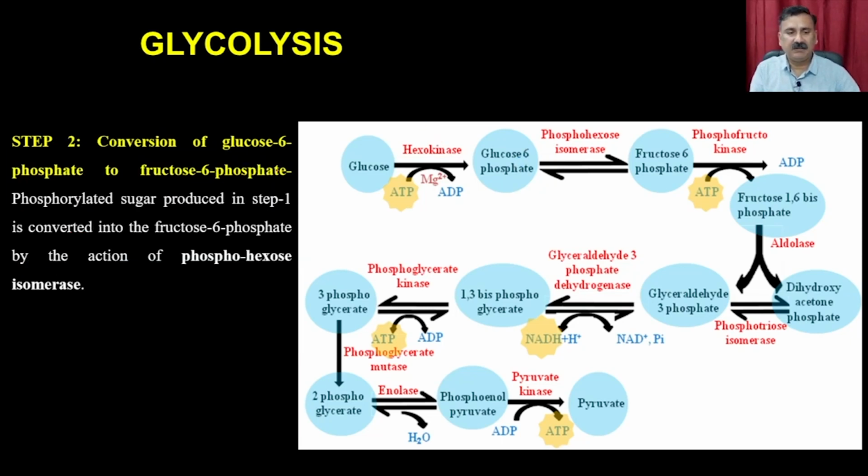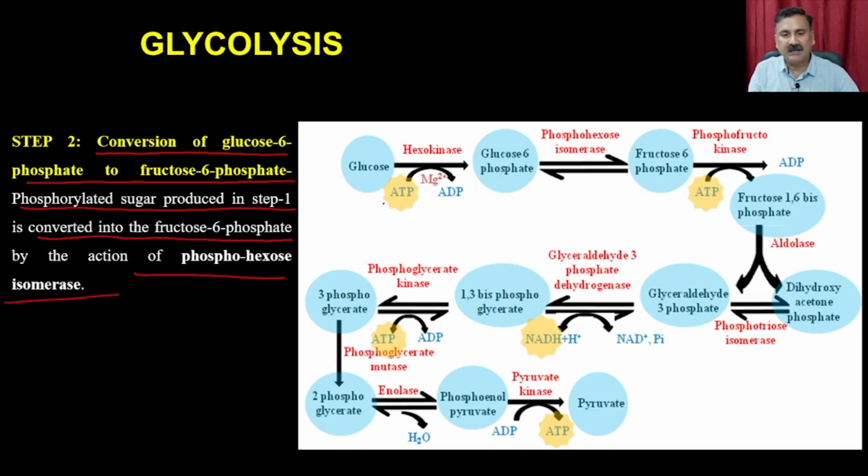Then the second step is the conversion of glucose 6-phosphate to fructose 6-phosphate. The phosphorylated sugar produced in step 1 is converted into fructose 6-phosphate by the action of phosphohexose isomerase. So you can imagine that in step 1, hexokinase can utilize different types of sugar. It can use fructose, it can use mannose, or it can use galactose.